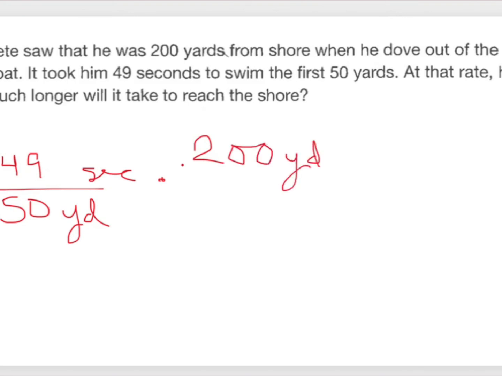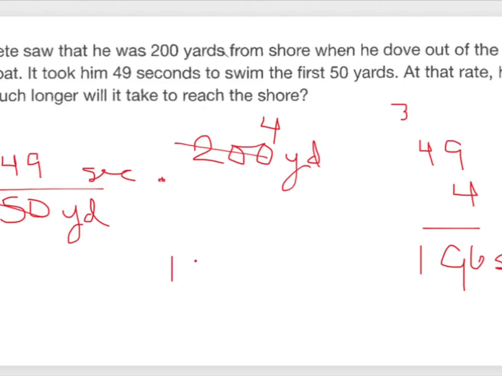So 200 divided by 50 is 4. So 49 times 4 is 36. Carry the 3, 16, 19, and 196 seconds. Well, that's kind of awkward. 196 seconds. So 196 seconds is how many minutes? Oops, it says how much longer.